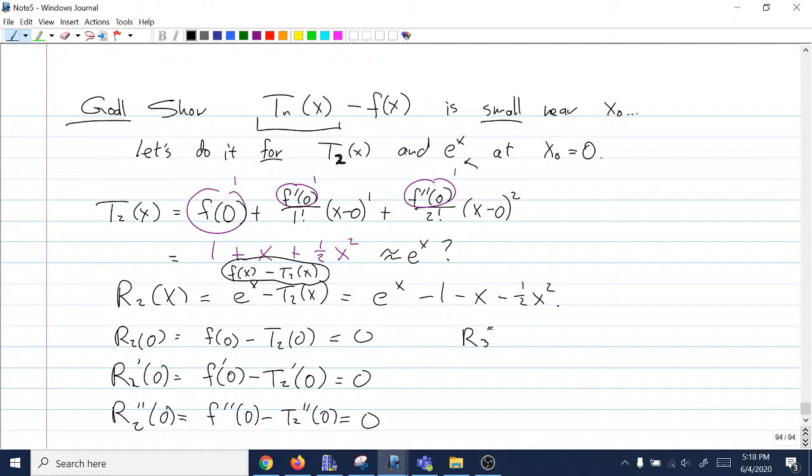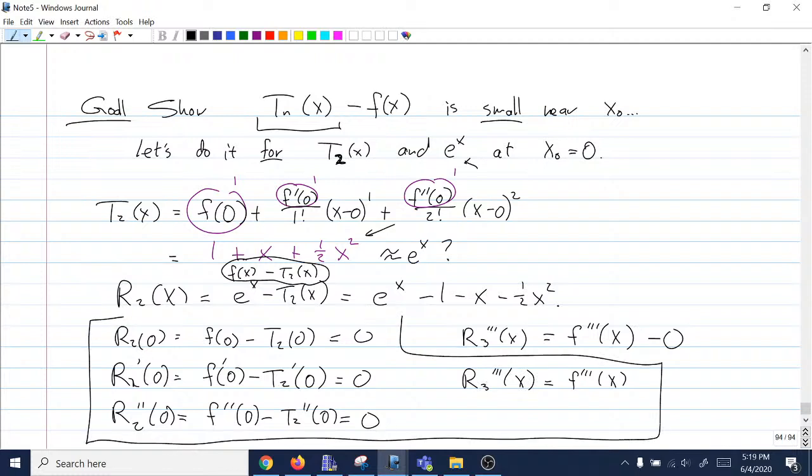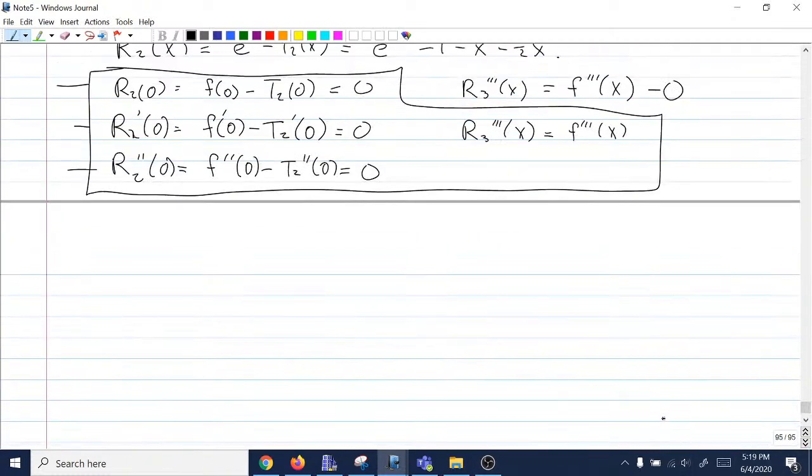The third derivative of r3 of x is going to be the third derivative of f minus the third derivative of t. Well, t is a quadratic polynomial. If you take 3 derivatives, they will all go away. So the third derivative of r3 of x, the third remainder, is just the third derivative of f. These 4 facts are enough to define this remainder function. I know what its third derivative is, and I have some initial value points that I could use to figure out what r is from that. And we're kind of going to now backtrack and reconstruct r from these observations.